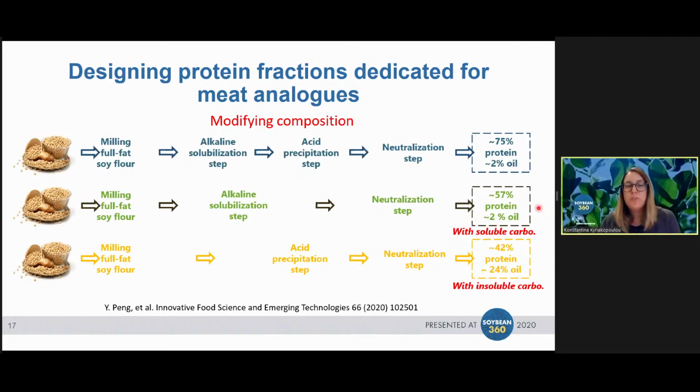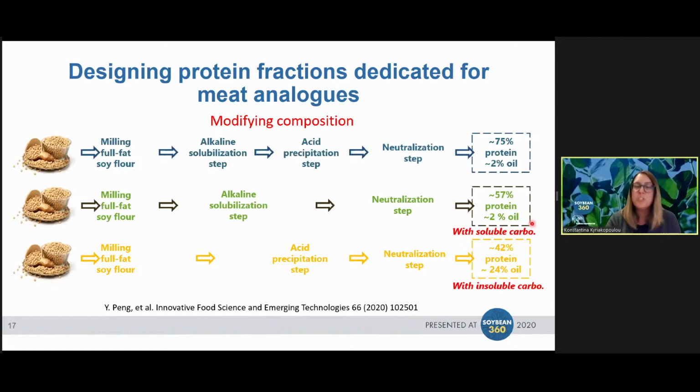But in this fraction, a significant portion of soluble carbohydrates still remains together with the protein, while in the last line, the yellow line, we have a bit lower protein enrichment, we have significantly higher oil enrichment, and insoluble carbohydrates still remain in the fraction. So by selecting the right extraction steps, we can modify significantly the composition of our ingredients.